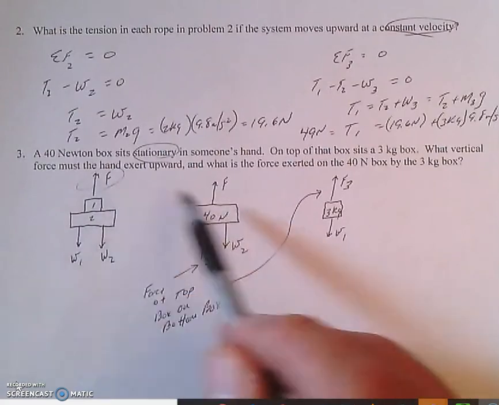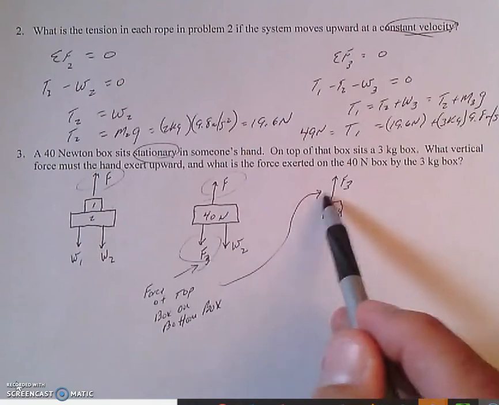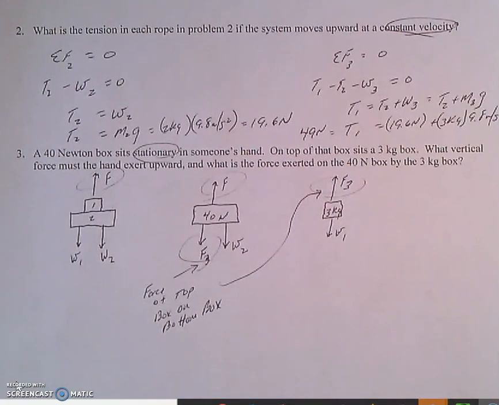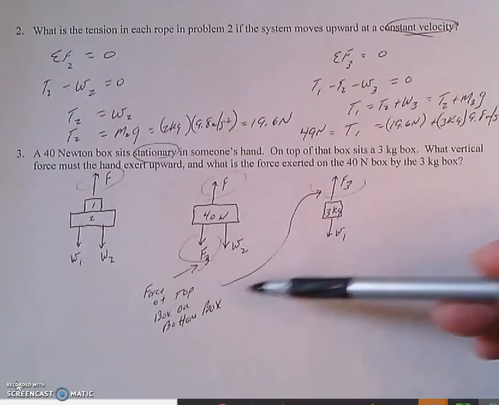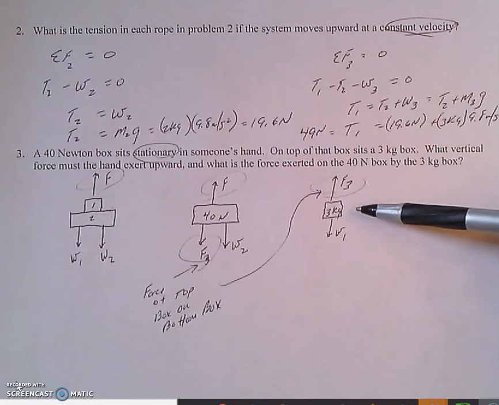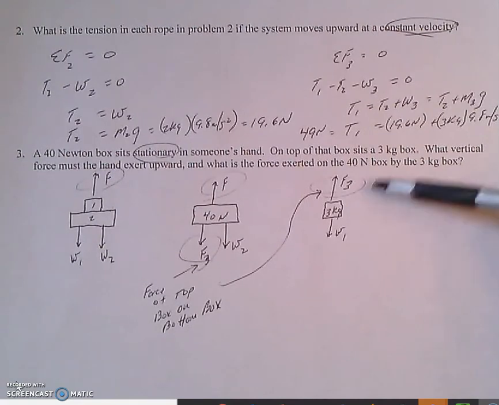So we're looking for that, that's the same thing, or that and that. Those two things are the same thing. Well, it doesn't make sense for us to go to this picture because it's got two things that we don't know. So if we go to this picture, it becomes relatively easy to get the answer to the force exerted by the 40 Newton box on the 3 kilogram box.